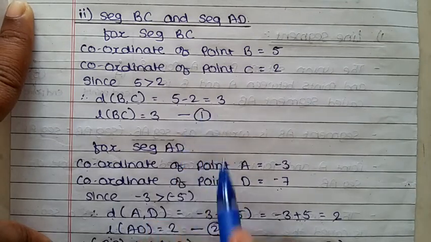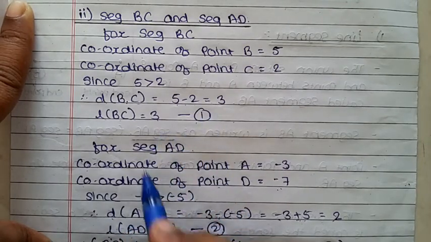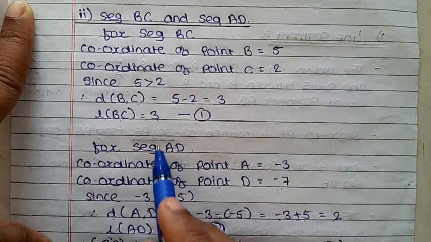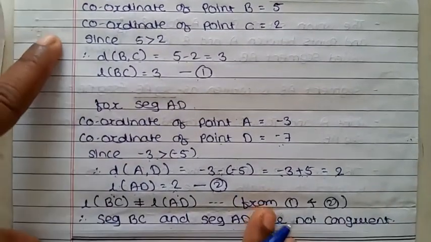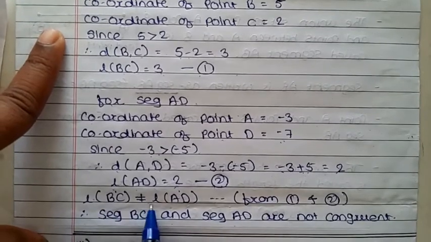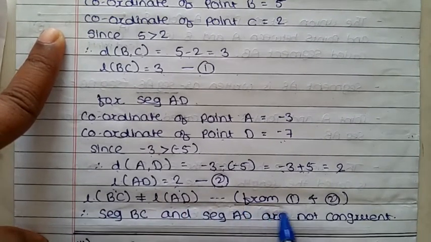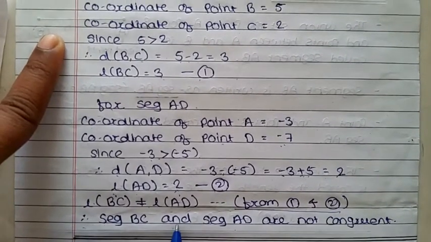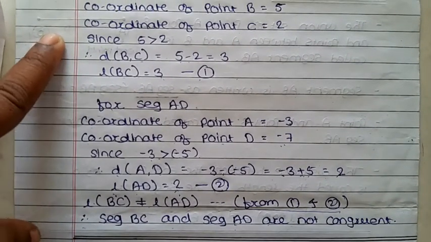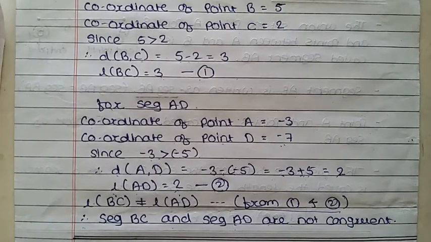Just observe equation 1 and equation 2. The value of these two distance or length are not equal. That is in first case 3 and in second case 2. So therefore we can write it as length of BC is not equal to length of AD from equation 1 and 2. So therefore segment BC and segment AD are not congruent. Clear?